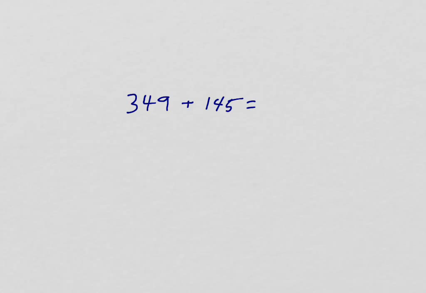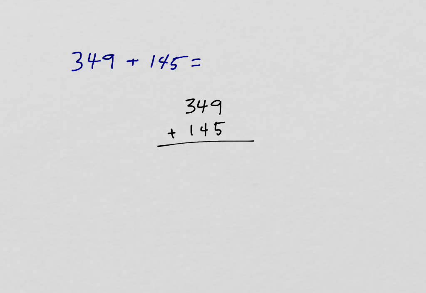So in Module 2, Topic D, we talked about the standard algorithm of addition and estimating to assess reasonableness of answers. So for example, take this problem, 349 plus 145. To solve this, we're going to use the standard algorithm of addition. And for the standard algorithm of addition, we line up our addends vertically like this, and let's take a closer look at that.